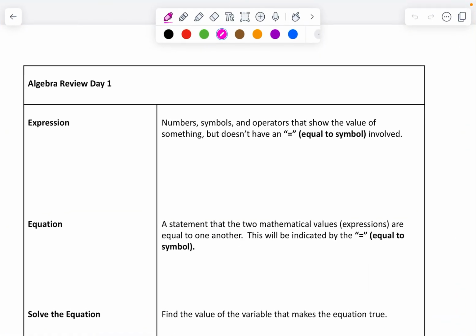Hey guys, this is the first algebra review day, so I wanted to make sure you had the correct notes so that you knew how to do your assignment. So the first term that we're going to cover is an expression.